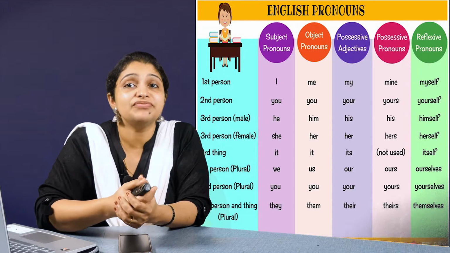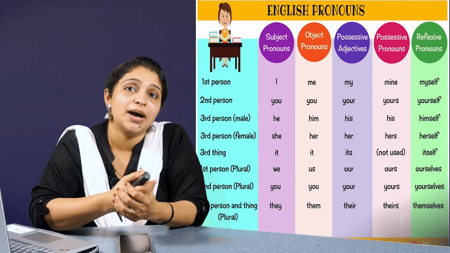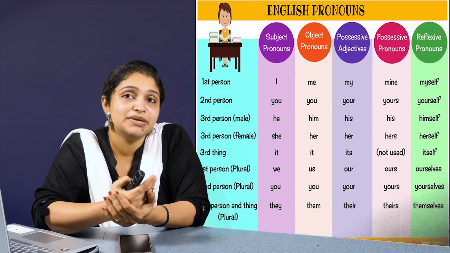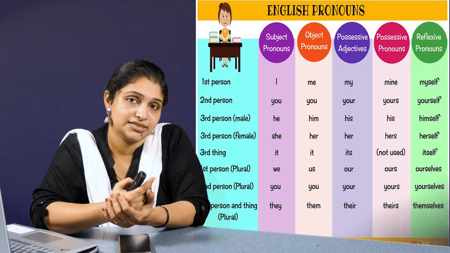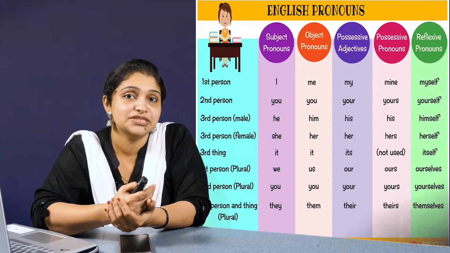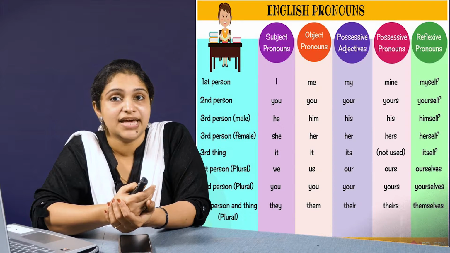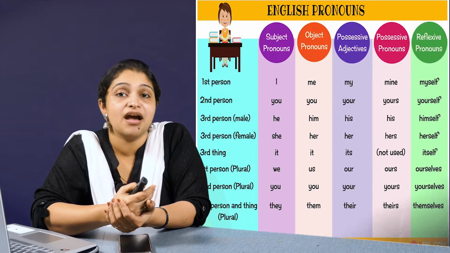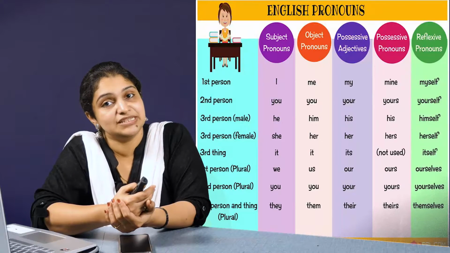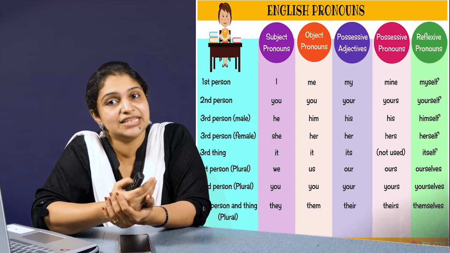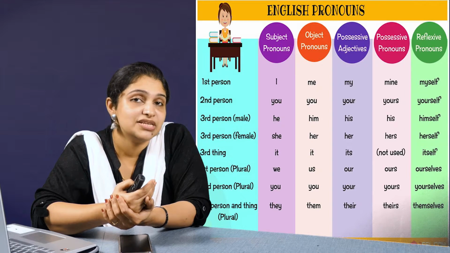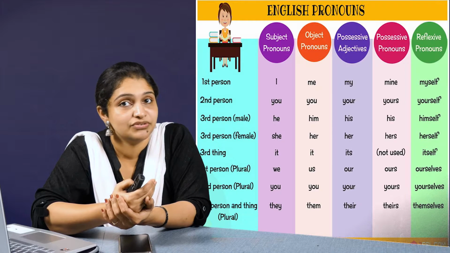Okay. And reflexive pronouns. Every personal possessive pronoun has a complementary reflexive pronoun. I, myself. You, yourself. He, himself. She, herself. It, itself. We, ourselves. You, yourselves. They, themselves. So I hope you understand the sequence, how it goes. Every subject pronoun and possessive pronoun has its own reflexive pronoun.